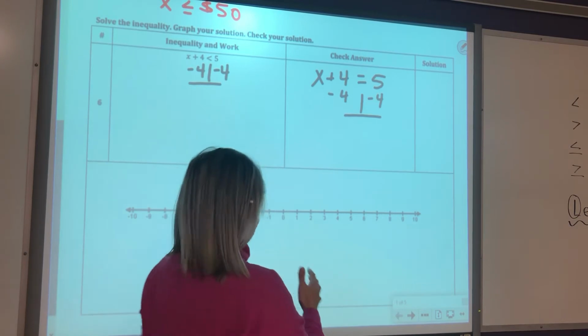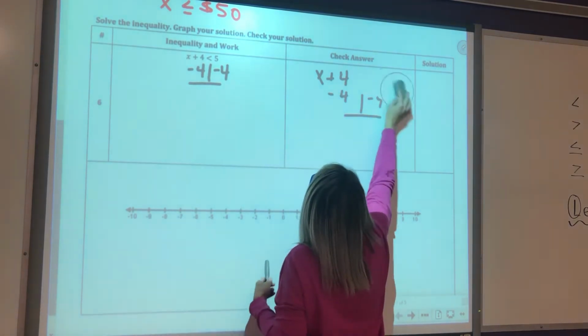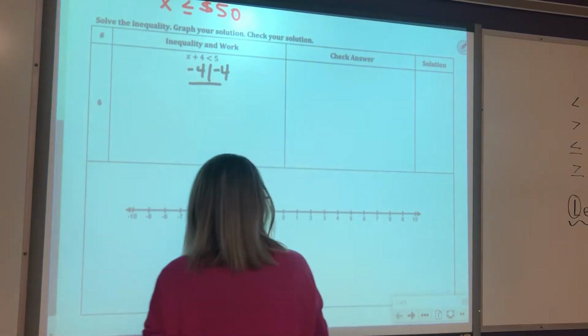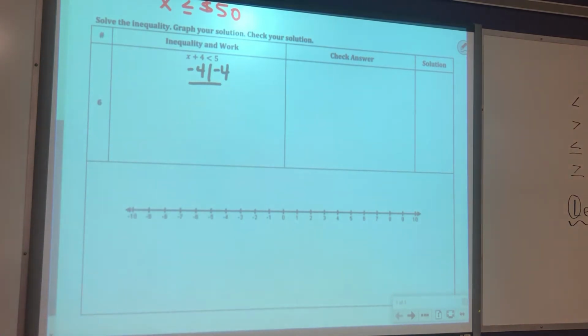I have a question though. Yes? Because the sign is less than, wouldn't the value of x have to equal 0 then? Because when you subtract 4 from 5, you get 1, then 1 plus 4 is 5, and we don't have an equal to underneath the less than sign. Okay, so we'll talk about that.